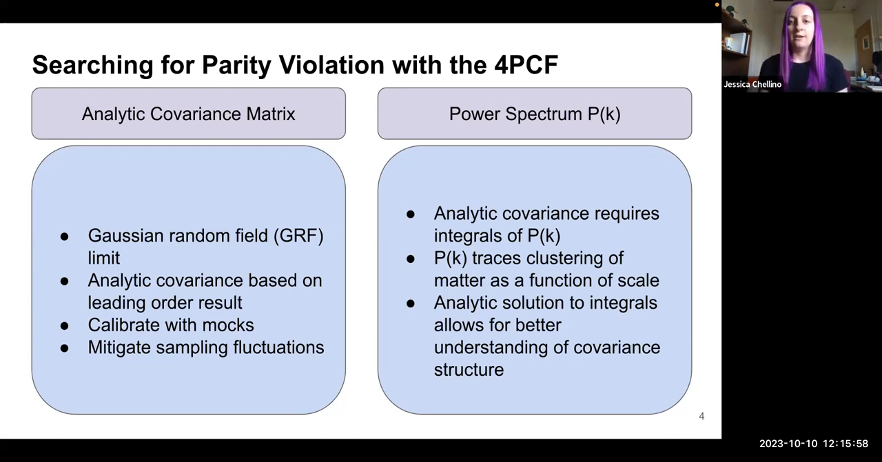I'm working on an analytic covariance for the 2, 3, and 4PCF, although only the 4PCF would be relevant for parity violation searches. This requires integrals of the power spectrum, which traces the clustering of matter as a function of scale or wave number. If we are able to evaluate these power spectrum integrals, we can not only get a better understanding of the structure of the covariance matrix, but also hopefully use it in future parity violation searches.